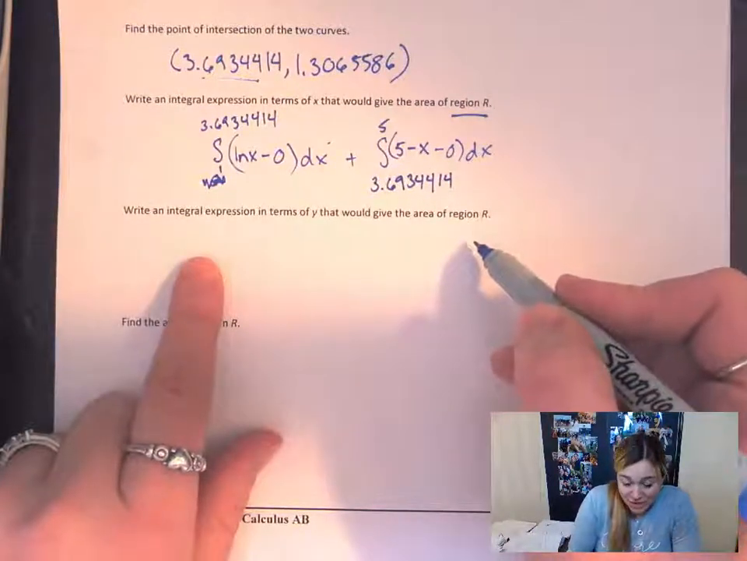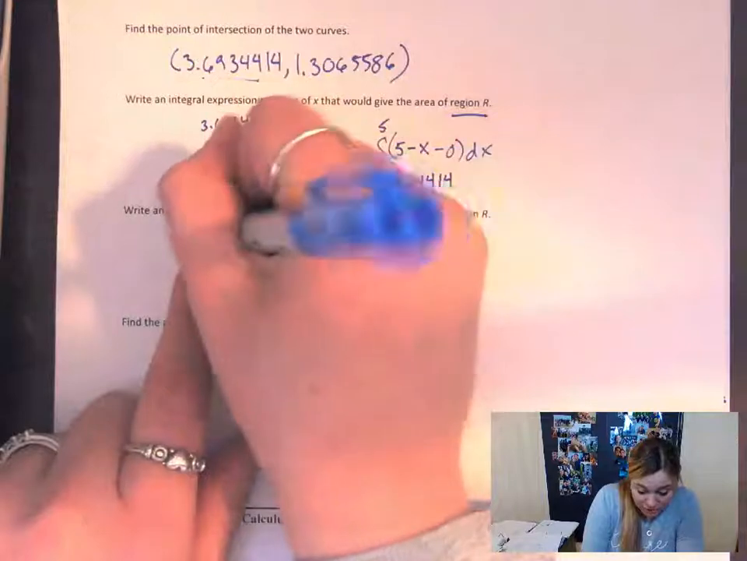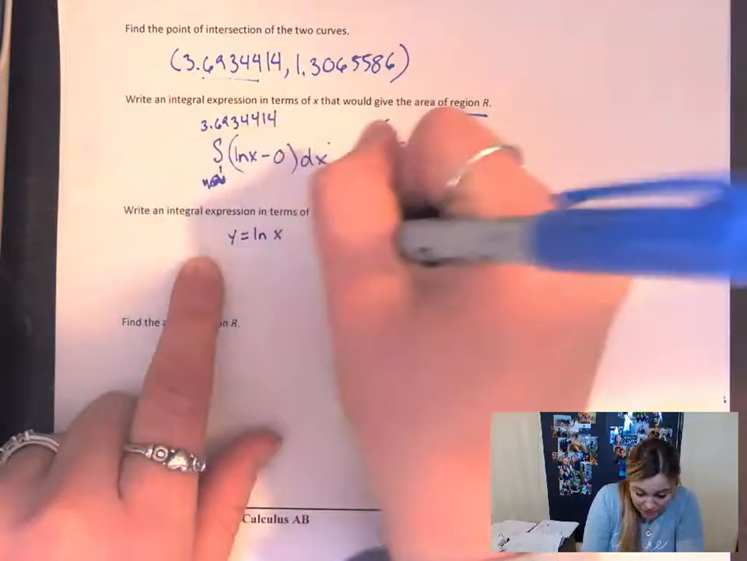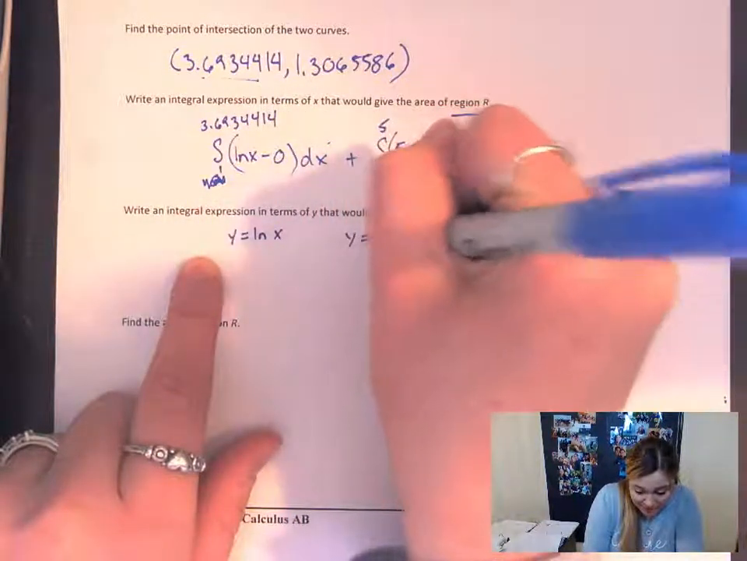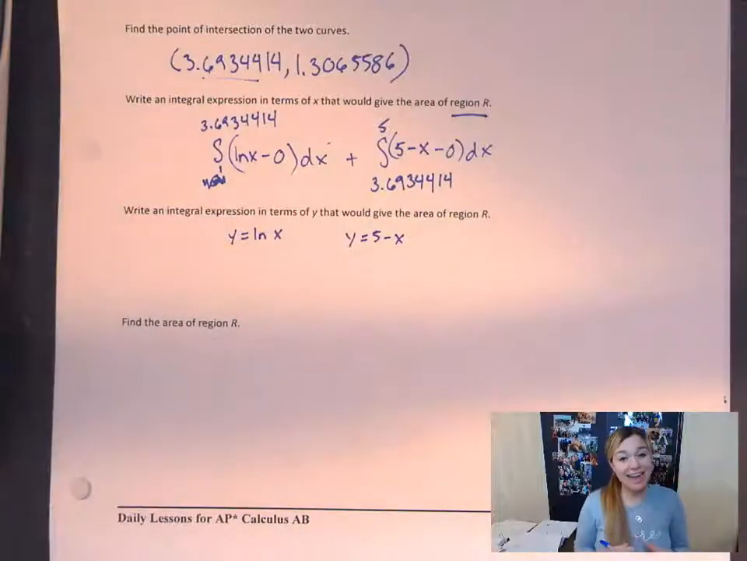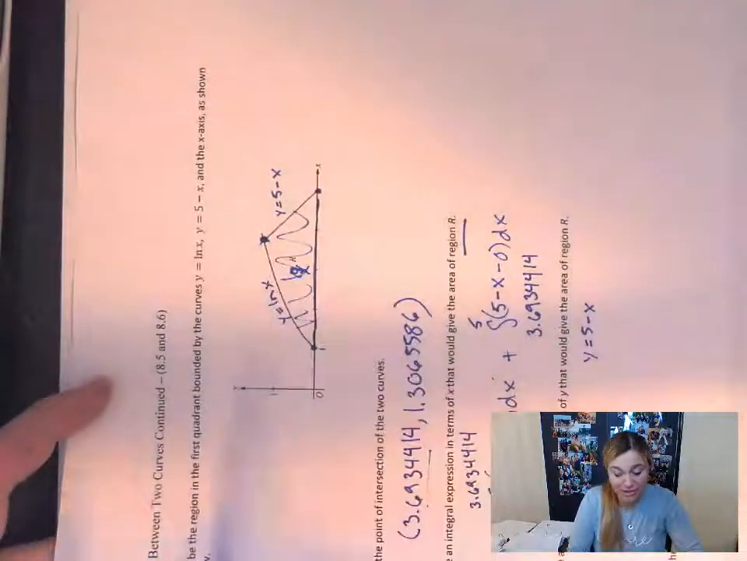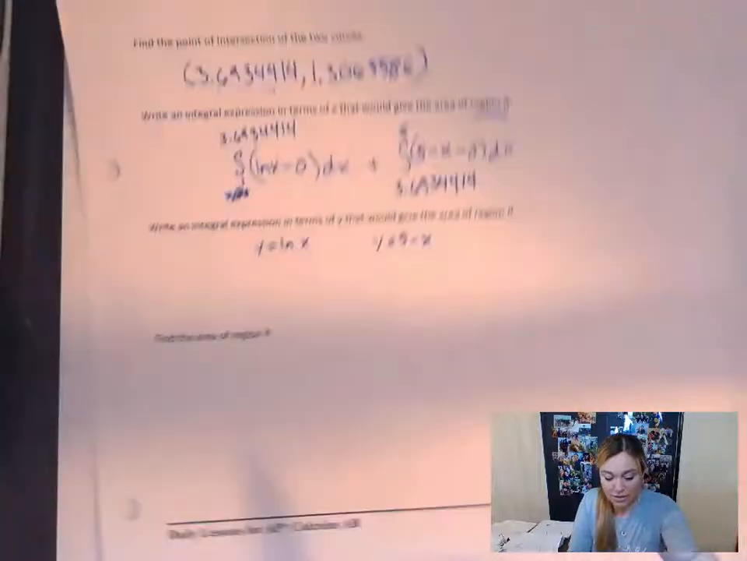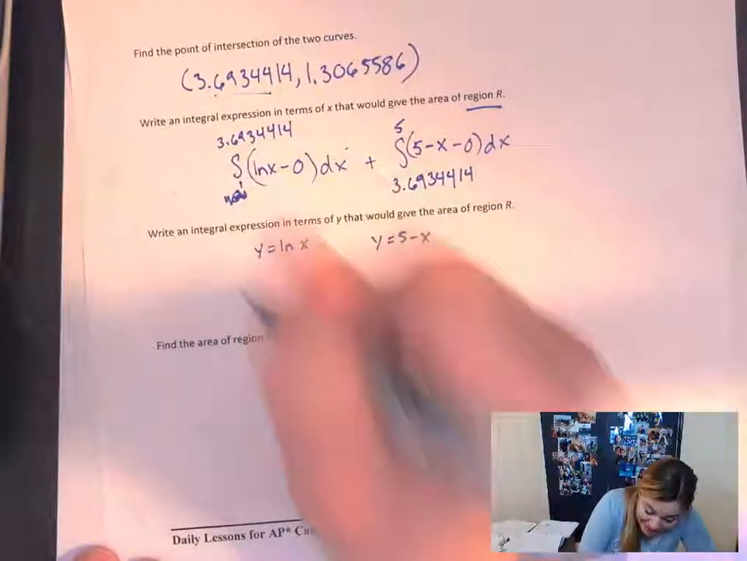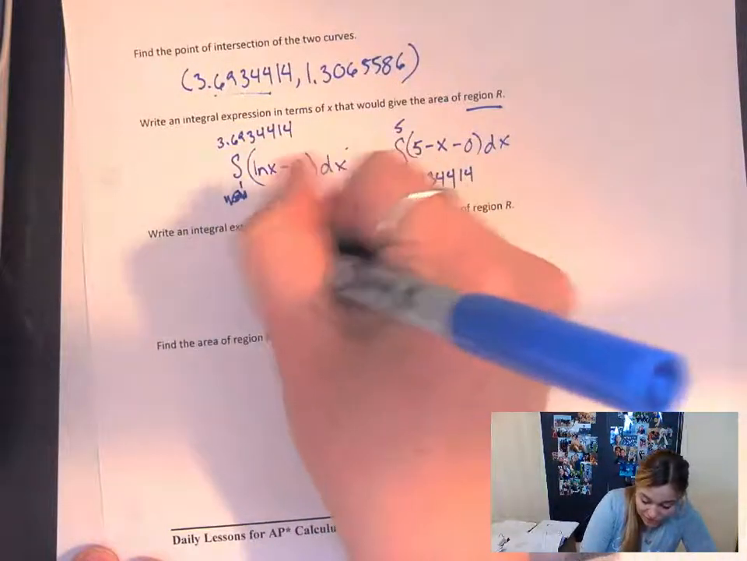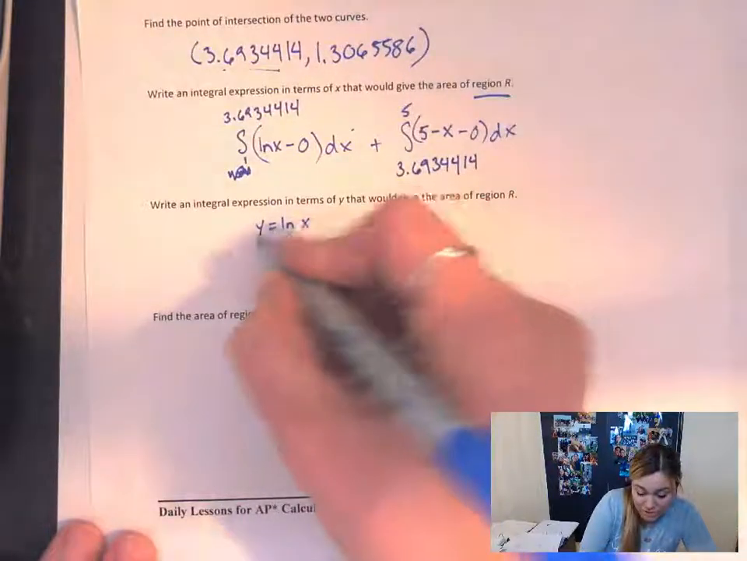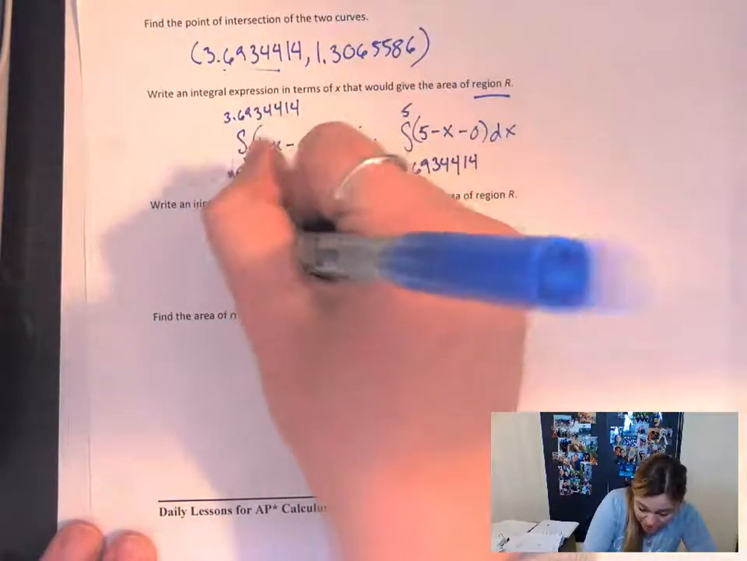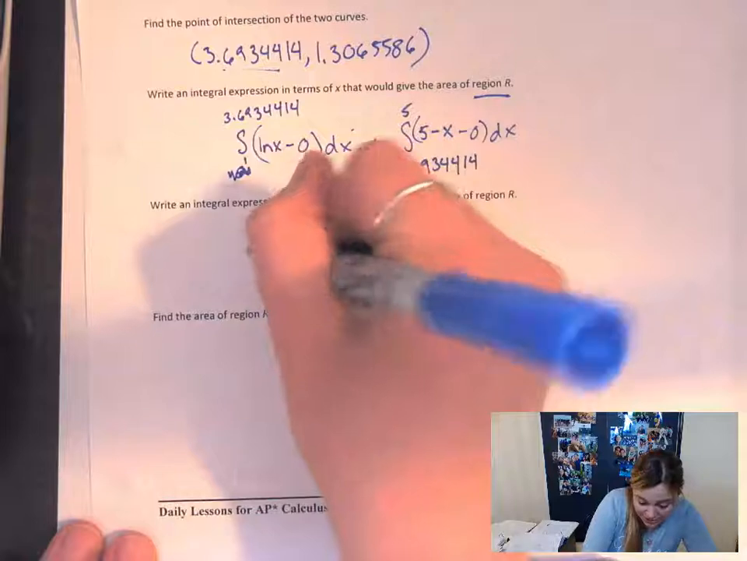If I want to change this all in terms of y, so right now I've got y equals ln of x and y equals 5 minus x. There's nothing saying that I have to do an integral in terms of x. I could switch it, be like, you know what? I want to do it from here to here, and I want to do this in terms of y instead. So if I did it like that, if I solve this for x, figuring out all of this in terms of y, I'm going to take e to both sides, and I get x is equal to e to the y.